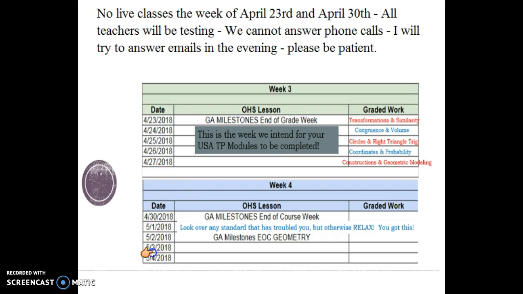The geometry EOC is scheduled for Wednesday. So try to get everything finished. But if you need to review Monday and Tuesday, you will have that opportunity.